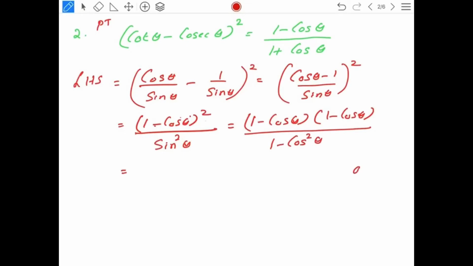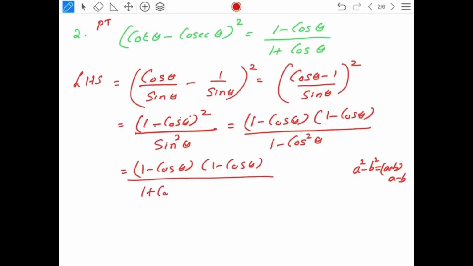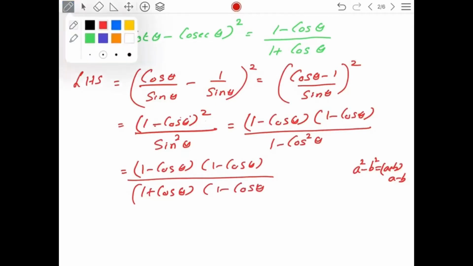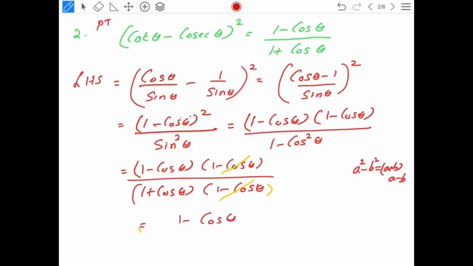1 minus cos squared theta: a squared minus b squared is equal to a plus b into a minus b. So you will write 1 minus cos theta into 1 minus cos theta, and the denominator as 1 plus cos theta into 1 minus cos theta. Now you can cut these two. So now you are left with 1 minus cos theta by 1 plus cos theta. So equal to RHS.